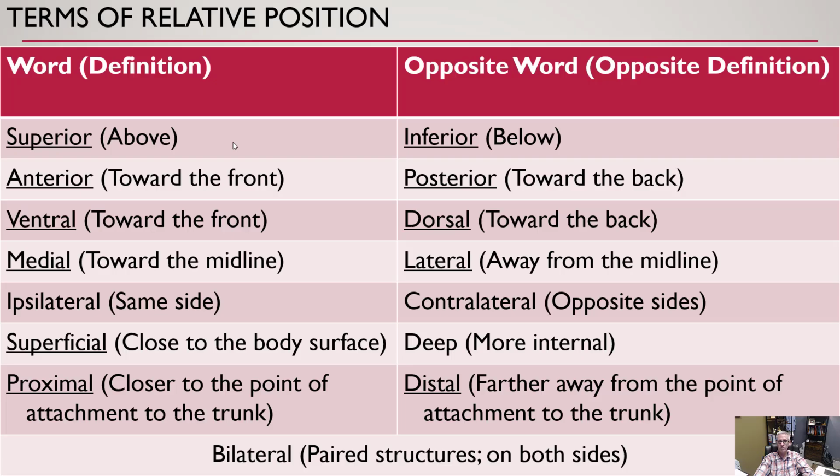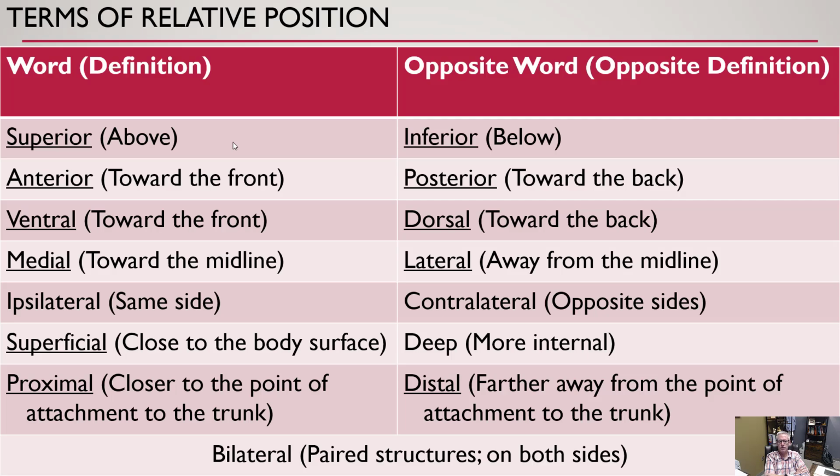Superficial just means closer to the body surface. Deep means more internal. So a paper cut is superficial, but a knife cut that bleeds a lot would be more deep. Now, proximal and distal. These are a little bit harder to understand, and they can only be used when you're talking about your limbs, your arms and your legs. Proximal means closer to the point of attachment to the trunk, and distal means further away from the point of attachment to the trunk.